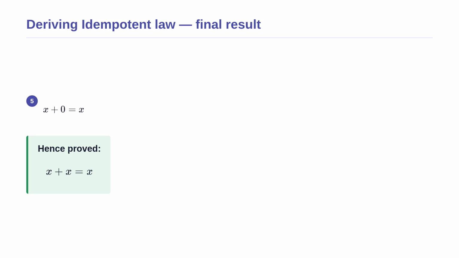To wrap up this proof, we focus on the remaining terms in our equation. We are left with x plus 0. We use the identity law for the OR operation to finish the derivation. Adding 0 to any variable simply leaves us with that variable because 0 contributes absolutely nothing to an OR statement.